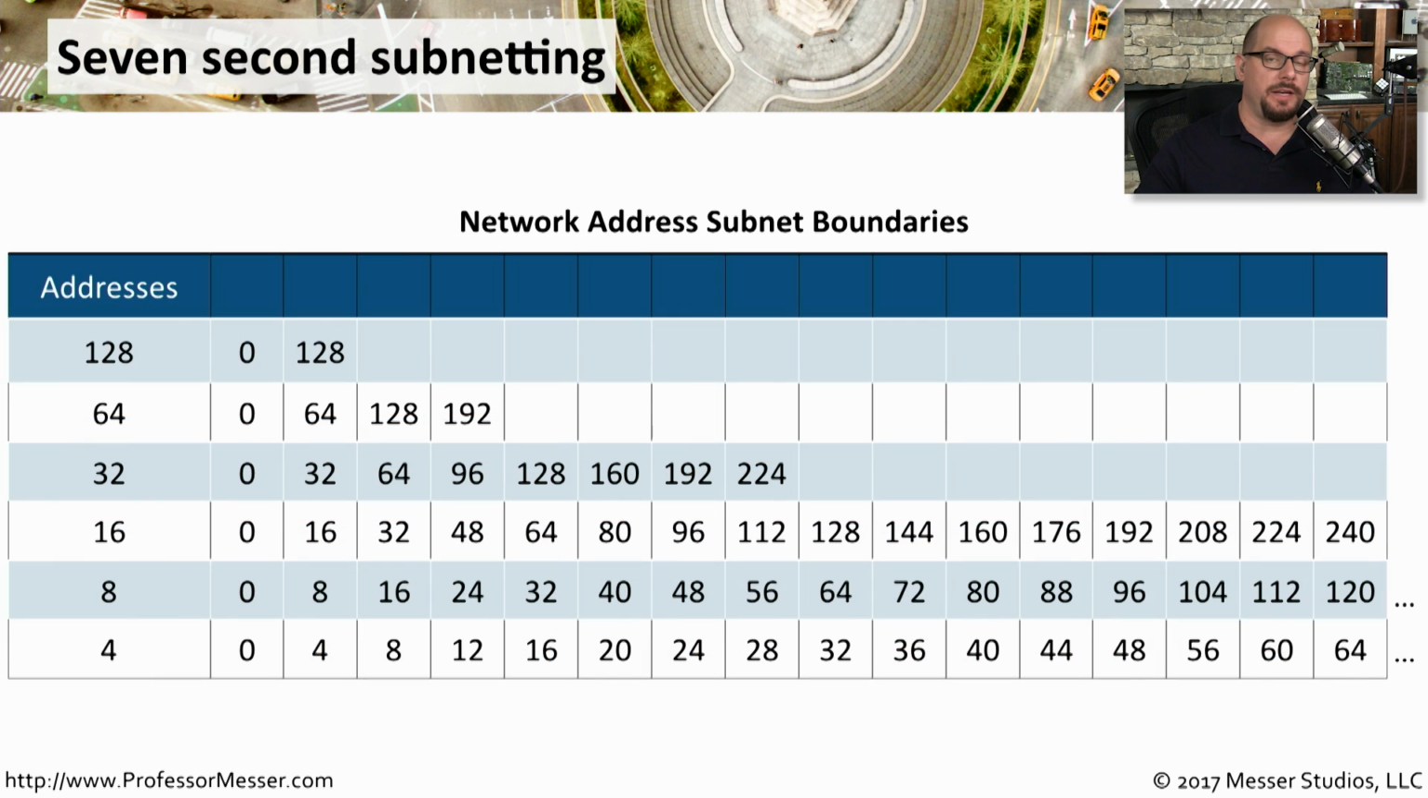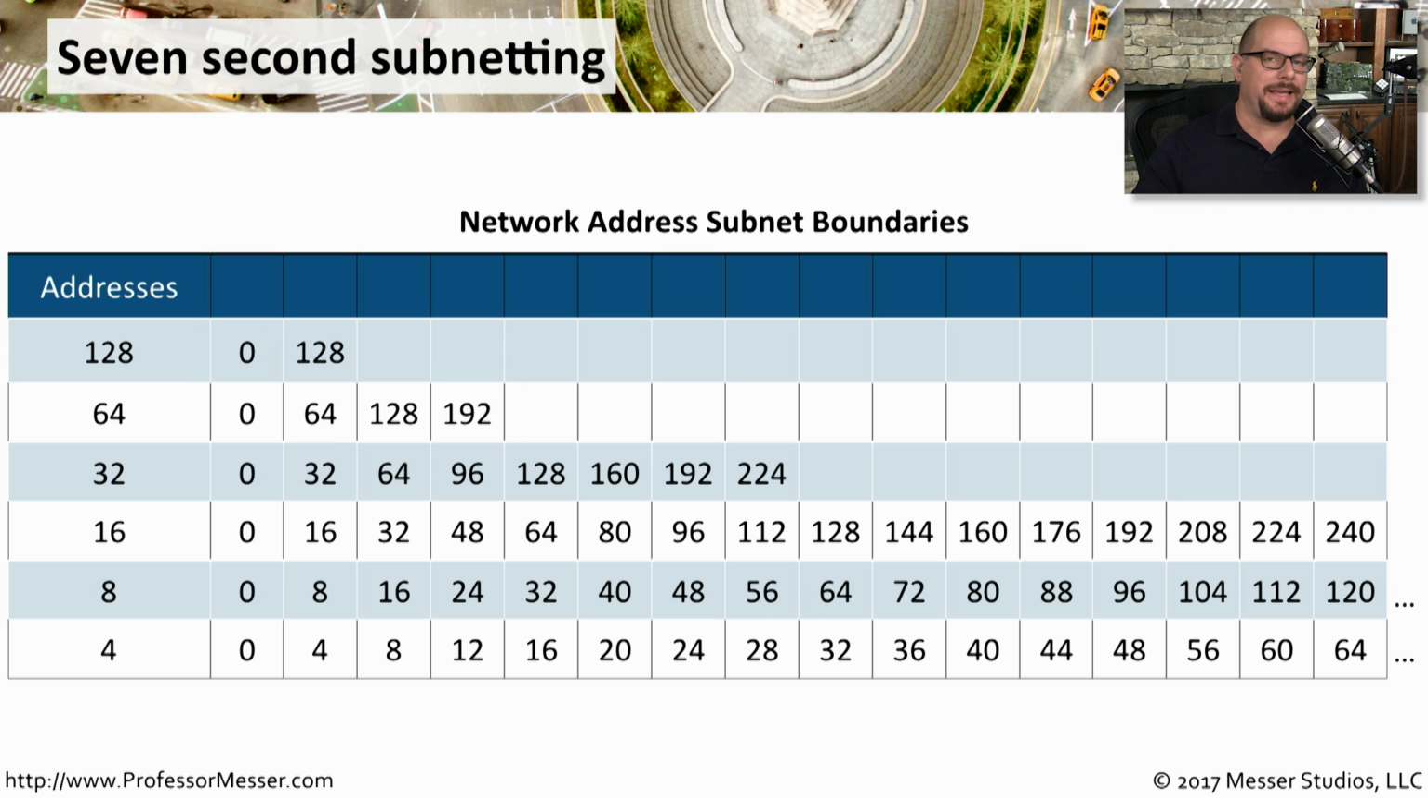The second chart I create is one that shows me the address groupings given a particular subnet mask. If the subnet mask has 128 as that subnet mask, then I know that the subnet will be split into 2. There will be a starting number of 0 and a starting number of 128. If it's a 64 as the number of hosts in a subnet, then I know that my subnet boundaries will be 0, 64, 128, and 192. And I write all of these out.